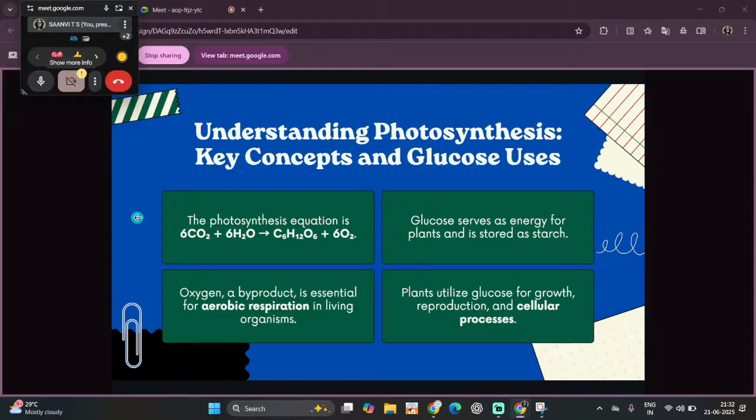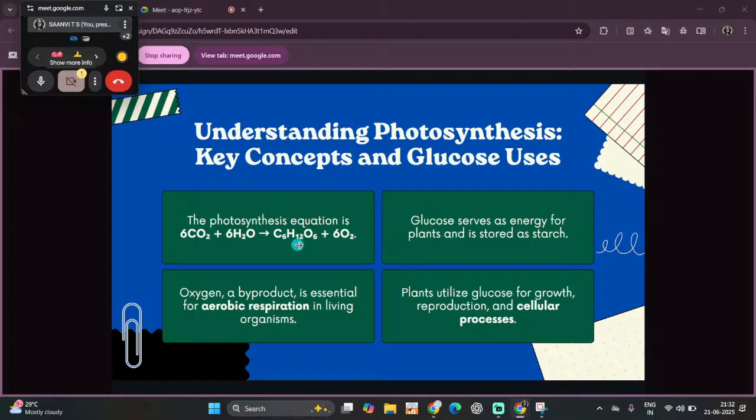So the photosynthesis equation is 6CO2 plus 6H2O, and it gives you this compound. I'm pretty sure everyone knows the name of this compound. Maybe we can all figure out which compound this is. Type it down in the chat. What is this compound's name?